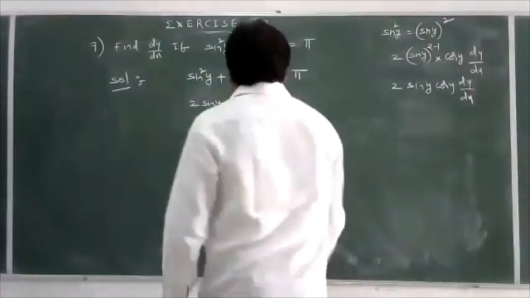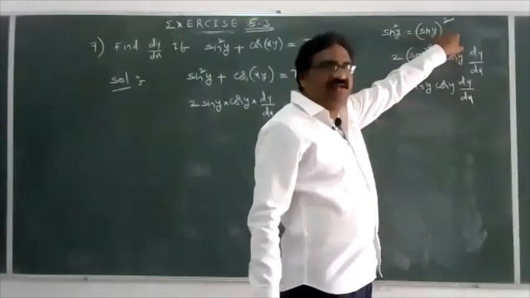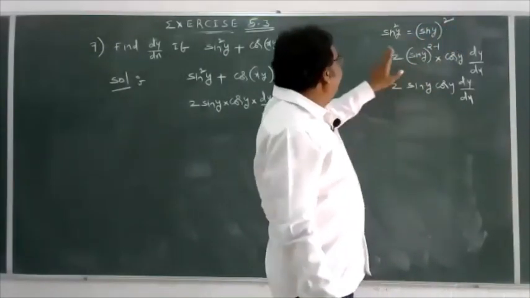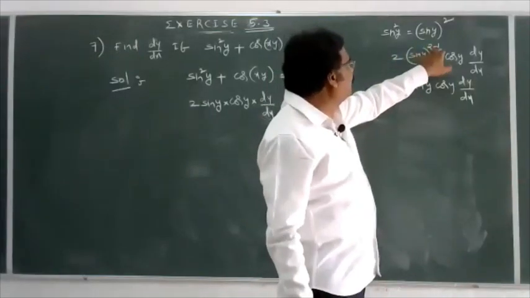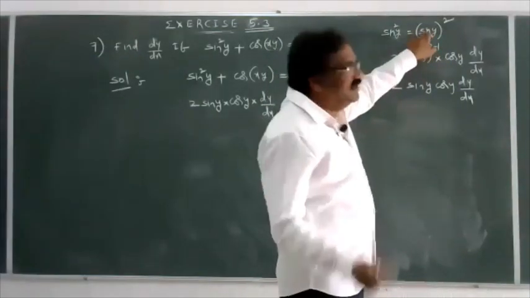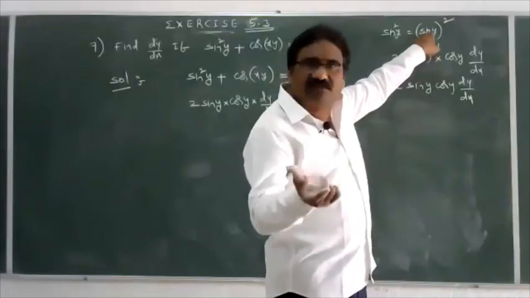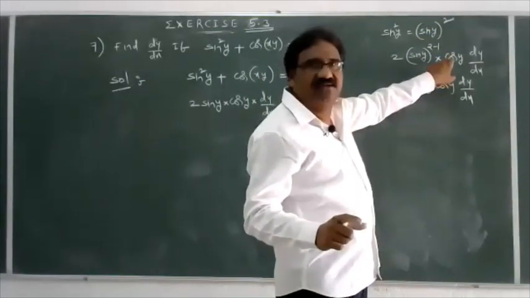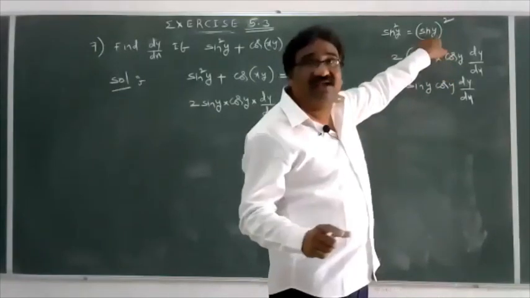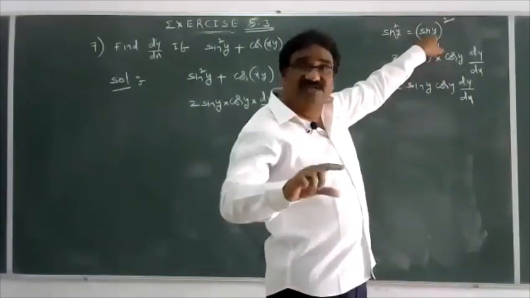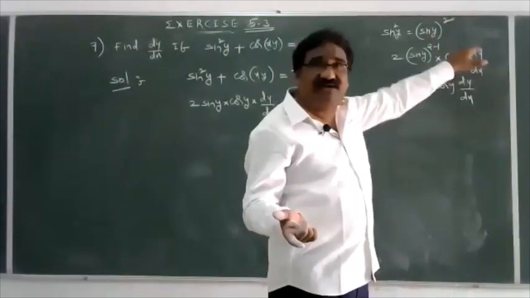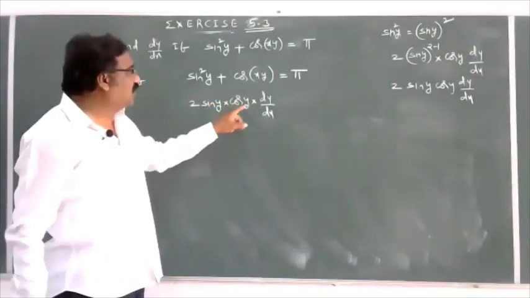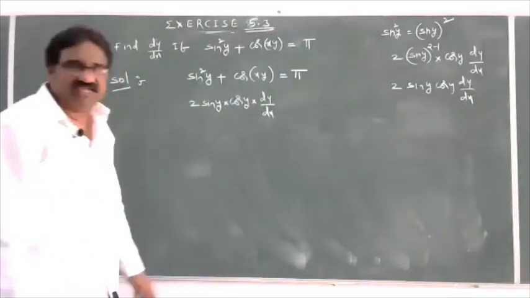Sin square y means sin y whole square. First, you treat it as x power n. X power n derivative is n into x power n minus 1, into what is x here? Sin y. So by using the chain rule, the derivative of sin y is cos y. But here there is no x, y can be differentiated with respect to x. That's why y derivative dy by dx. That's why 2 into sin y into cos y into dy by dx.